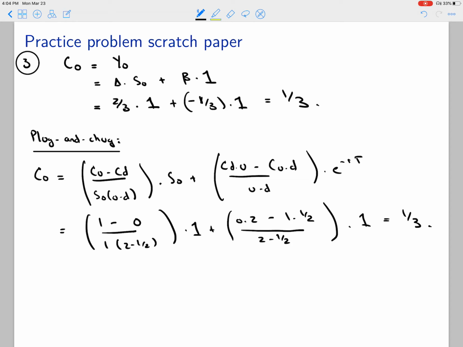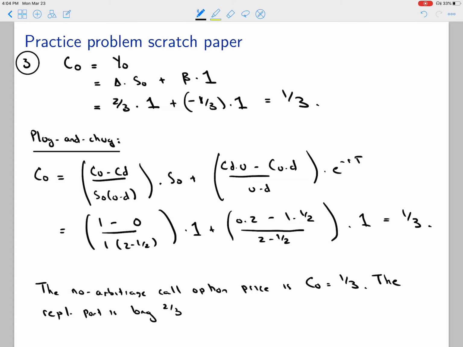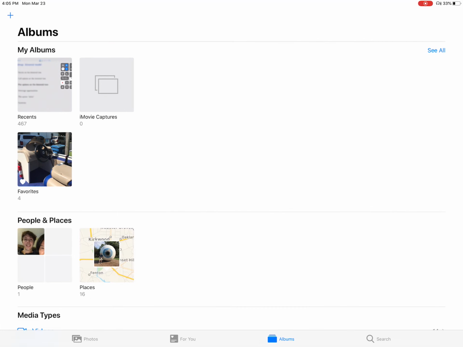Thus, the answer to the problem is as follows. The no-arbitrage call option price is C0 equals 1/3. The replicating portfolio is long 2/3 shares and short 1/3 bonds. Okay, simple, right? It takes a while, it's kind of messy, but the logic is intuitive and the calculations are straightforward. It's nothing but fractions and sixth grade algebra.